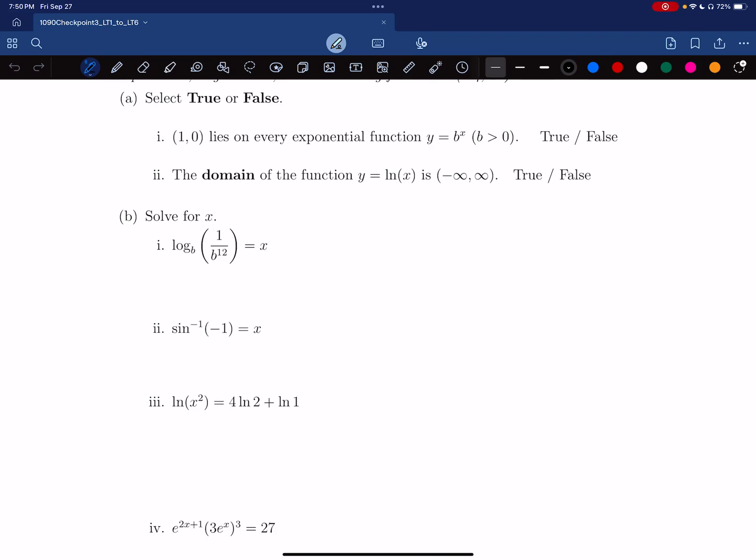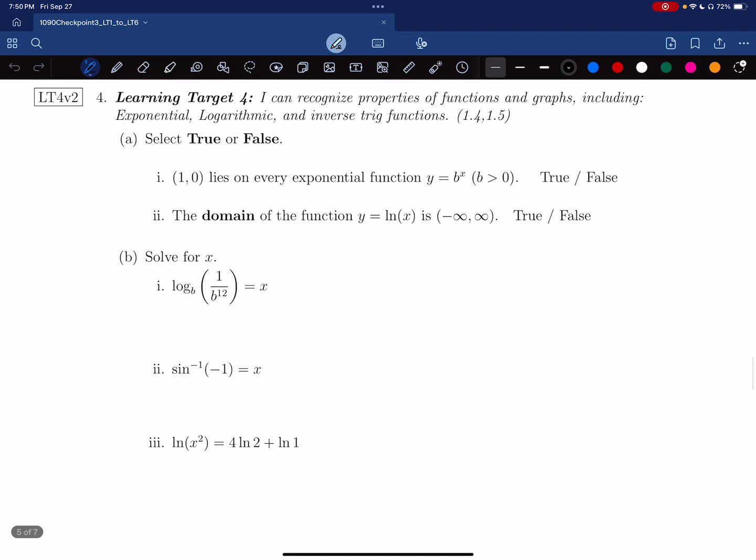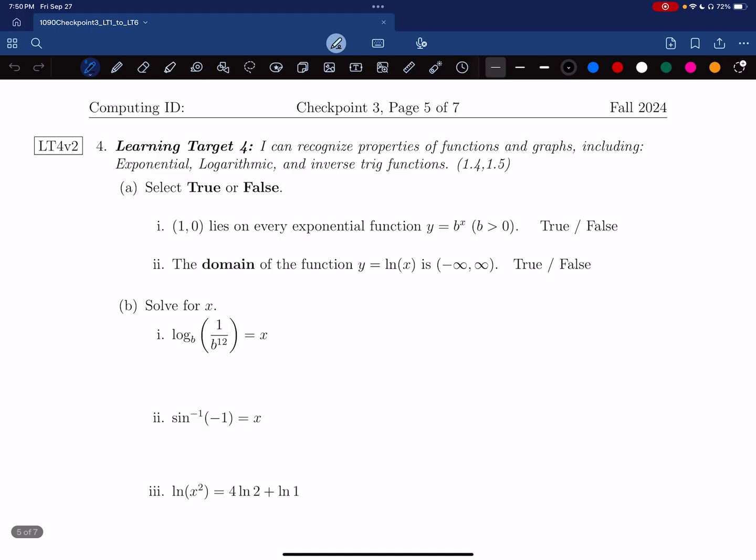Hey everybody, today we will be going through learning target 4 once again, getting a little more practice in it, discussing some of the solutions and strategies to help you guys out before your final attempt at the checkpoint. So the first couple questions are true or false, and they are asking us about exponentials and logarithms.